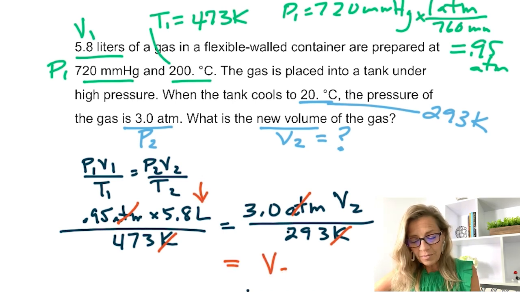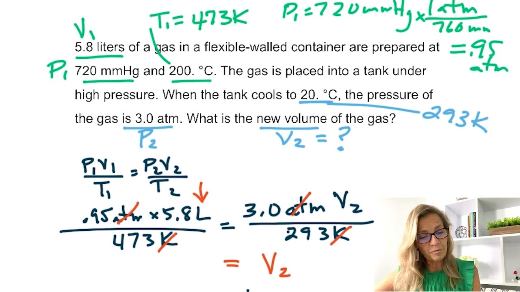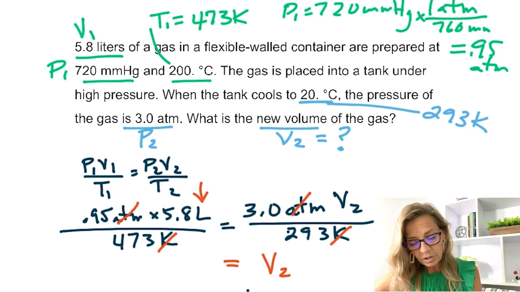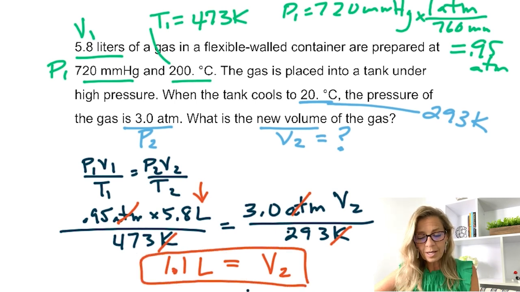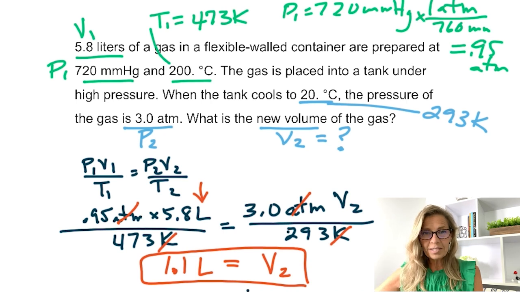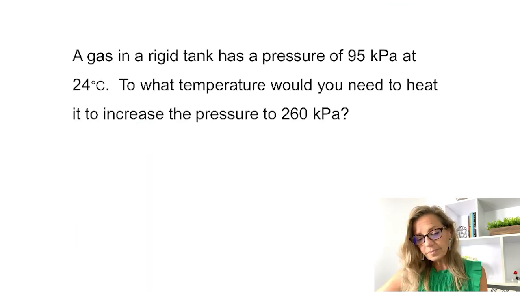And so I'll rearrange this equation to solve for volume, and we'll use 2 sig figs, 1.1, and the unit comes out to be liters. Now why is it liters? Because liters went into this equation. Okay, so you can see the importance of writing your units. Let's do one more problem.